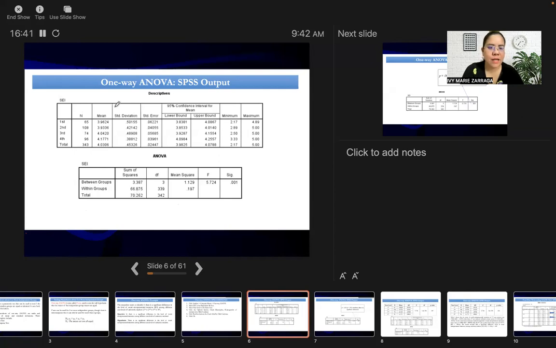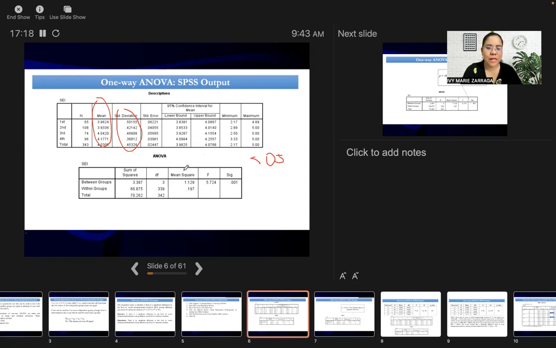So sabi nga natin, ito yung sa mean for the first year, second year, third year, ito yung mean nila, fourth year, 4.1771, and the standard deviation for the year level. Then, hanapin natin yung SIG. Again, SIG is equivalent to p-value para malaman if it is statistically significant, kung may significant difference pa. So, if our value is less than 0.05, less than, it means it is statistically significant.